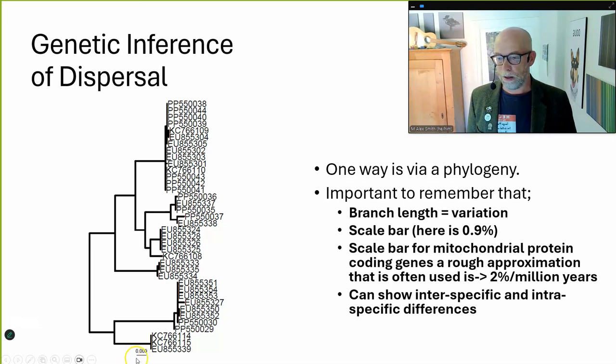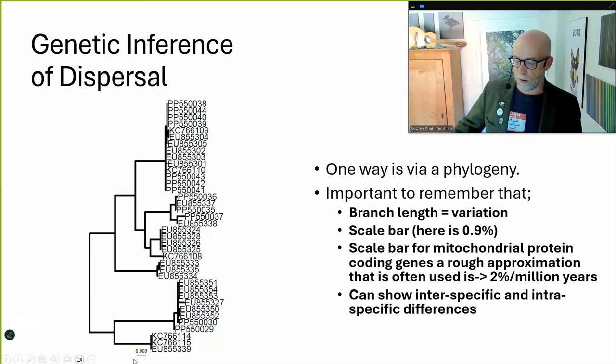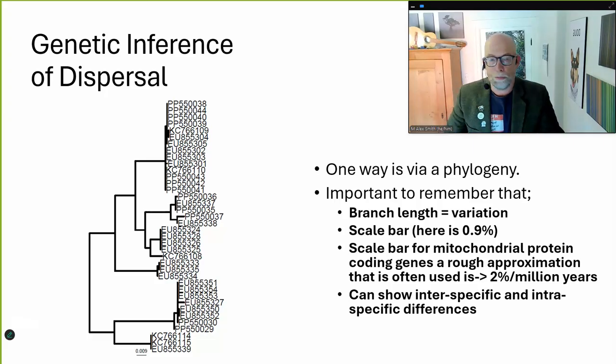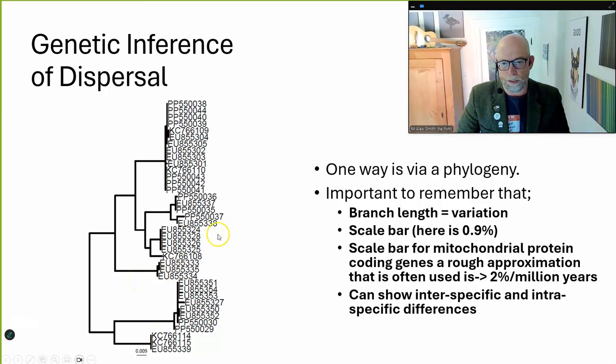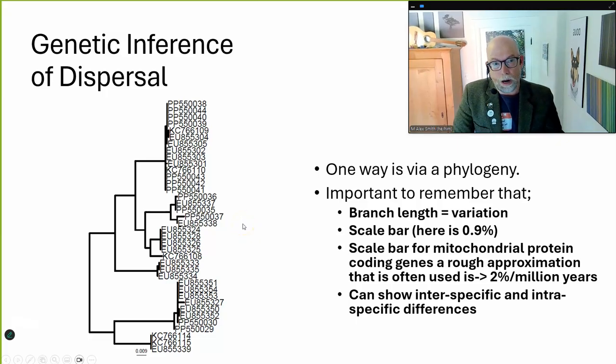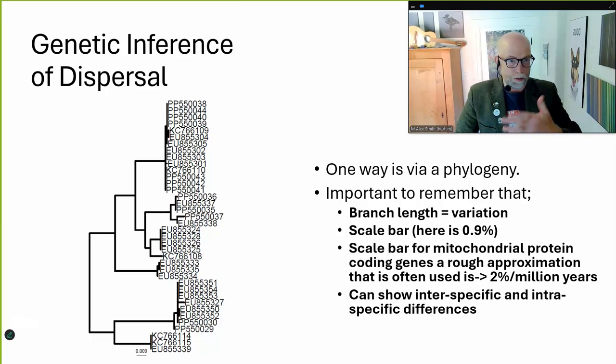So here we have a scale bar. Your phylogenies that you're going to make will have scale bars. So it's important to look at that and say, well, okay, so there it's 0.9%, or roughly 1%, right? So this is a scale bar for a mitochondrial protein coding gene, and this is a barcode tree, so cytochrome C oxidase 1.